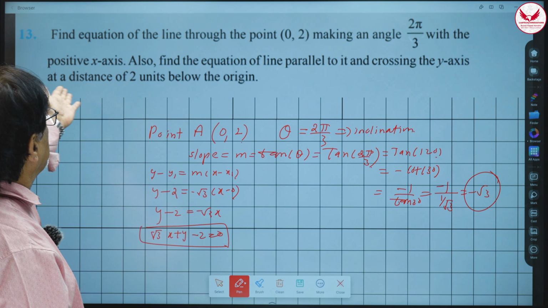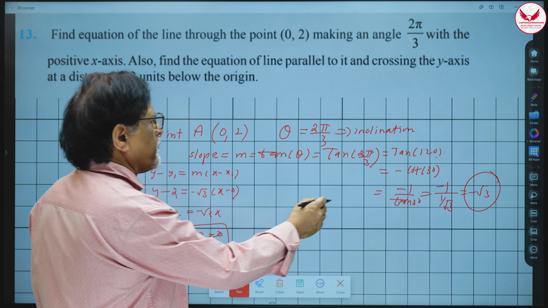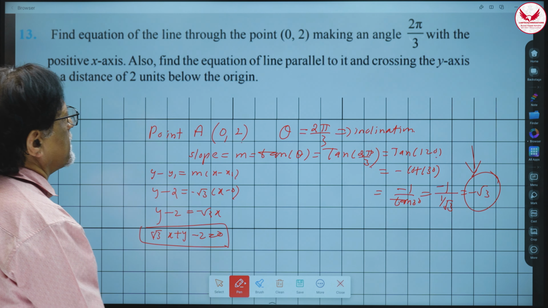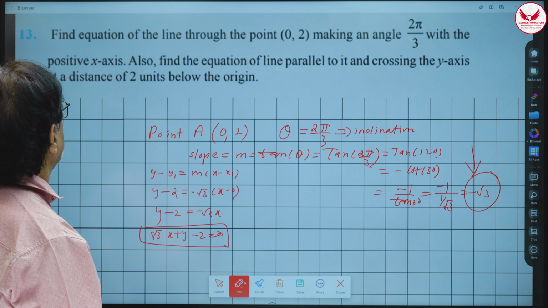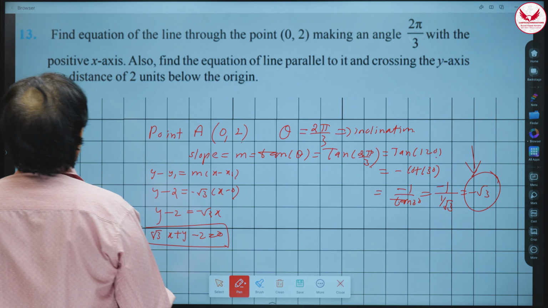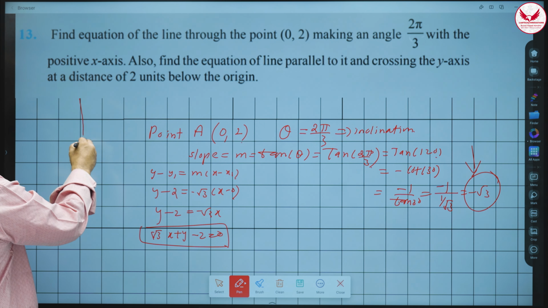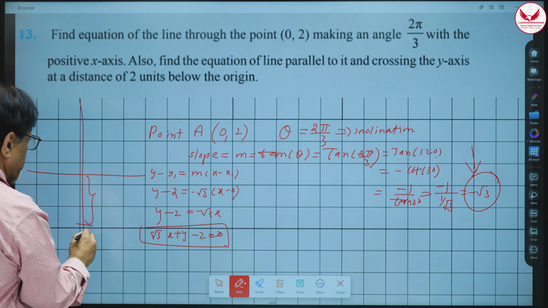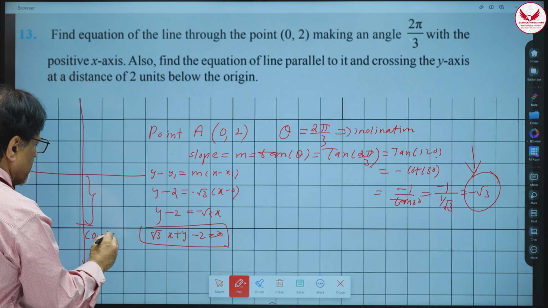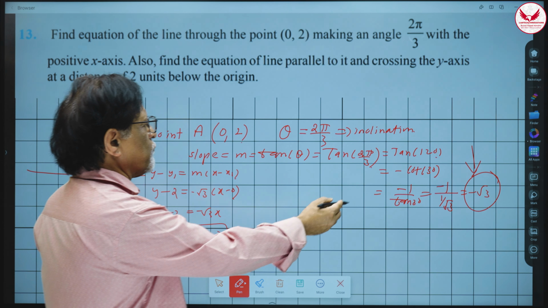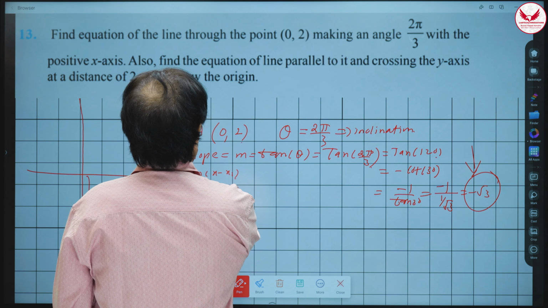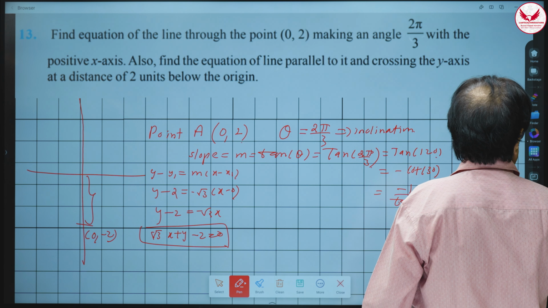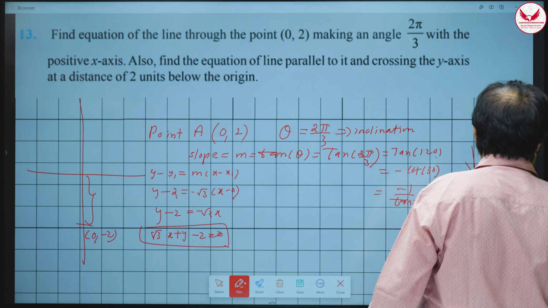Now the second line which they have asked for is parallel, so therefore the slope remains the same. And it crosses the y-axis at a distance of 2 units below the origin. That means if this happens to be the y-axis, then it is 2 units below. That means the line passes through the point (0, minus 2). So this is the slope and this is the point. Use this formula and complete the problem. I am not going to give you the answer now because you should think on your own. Okay.